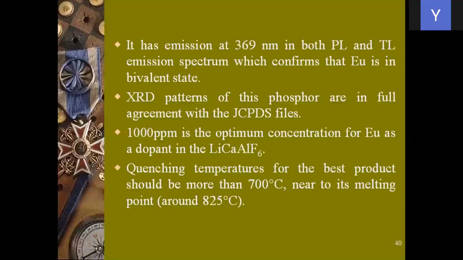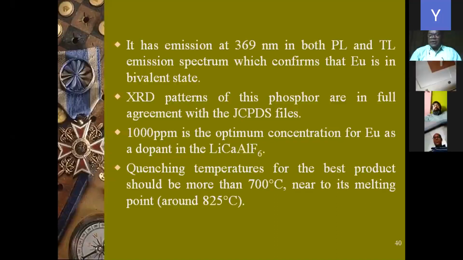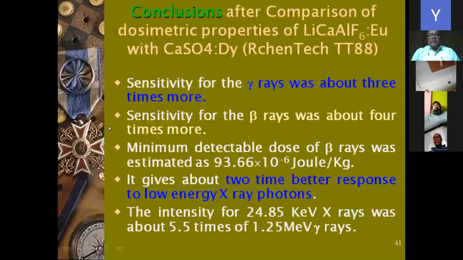ppm is the optimal concentration for Eu as a dopant in the LiCaF6. And quenching temperatures for the best product should be more than 700 degrees centigrade, near to its melting point around 885. So sensitivity for the gamma rays was about 3 times more. Sensitivity for the beta rays was about 4 times more.